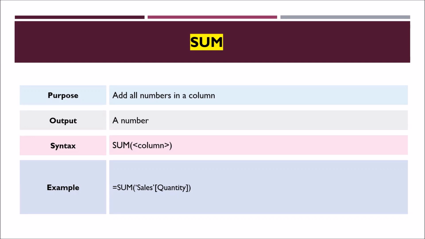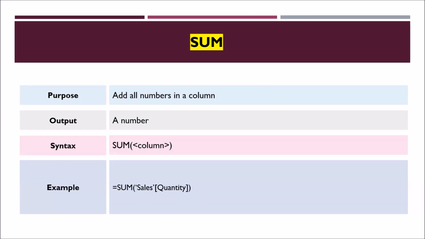Today I will discuss some of the mathematical functions which are available in DAX. Specifically, we will see two functions, SUM and SUMX. So the first one is SUM. This function is used to add all the numbers which are present in a column, and as a result, the output is a number only, and this number can be either a decimal or a whole number depending upon the data type of the column.